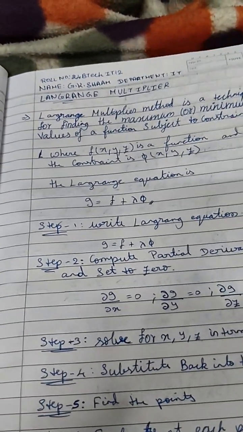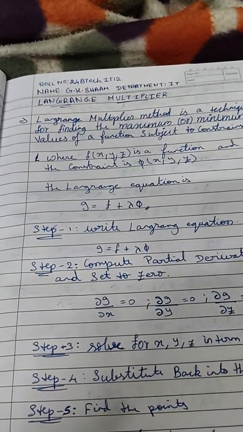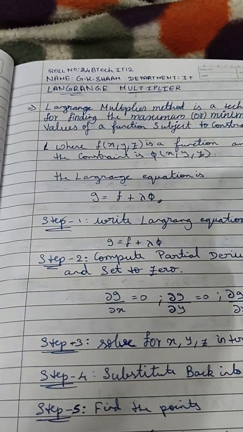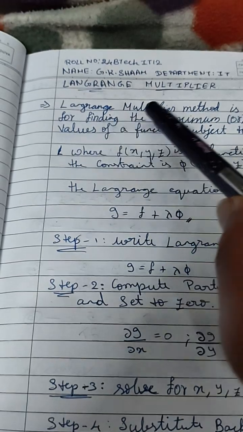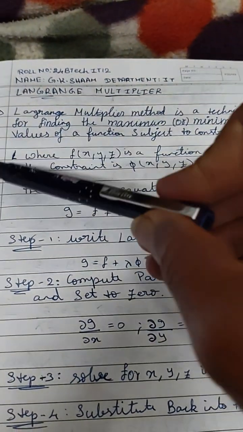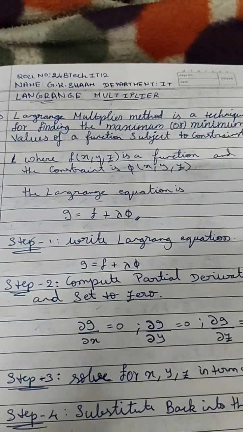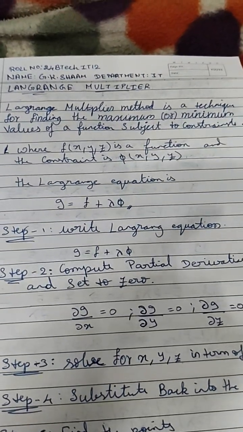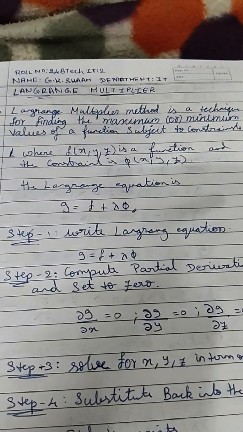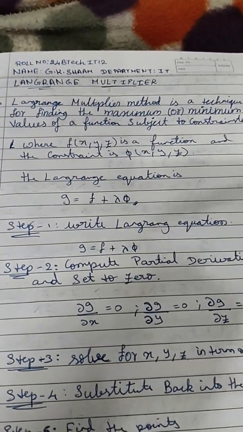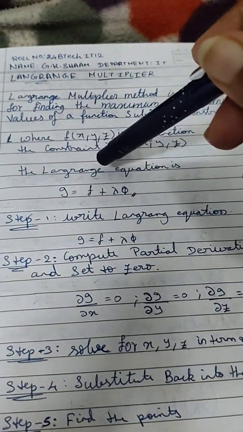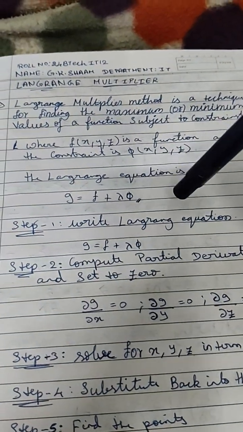This is Max Engineering Mathematics Part 2 assignment. Lagrange multiplier. The Lagrange multiplier method is a technique for finding the maximum and minimum values of a function subject to a constraint, where f of x, y, z is a function under the constraint phi of x, y, z. The Lagrange equation is given by g is equal to f plus lambda times phi.